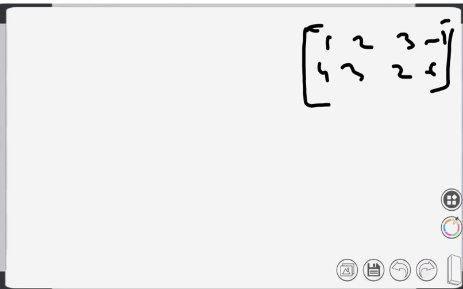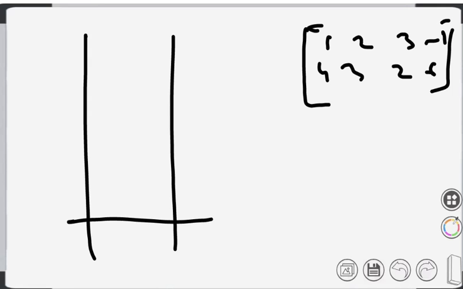Okay, somebody please tell me what remains. What are the two? The rows are 3, minus 1; 1, 2; 4, 3; 3, minus 1; 2, 6. So 4, 3, 2, 6. Okay, so if you draw the graph, you have to maintain the scale: 1, 2, 3, 4.